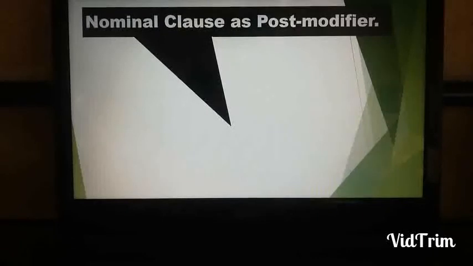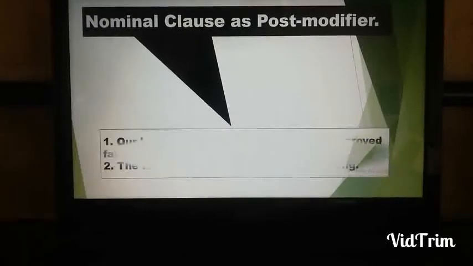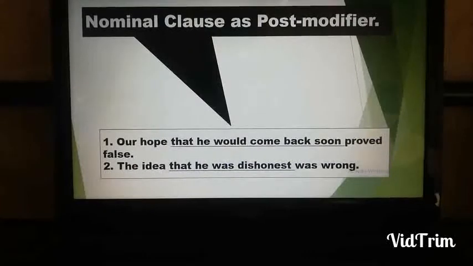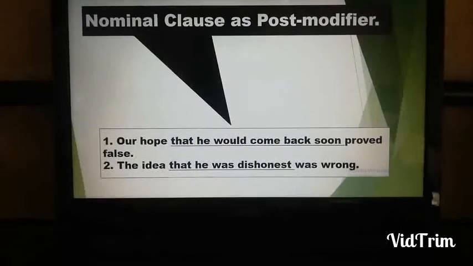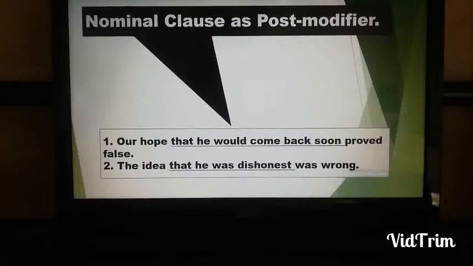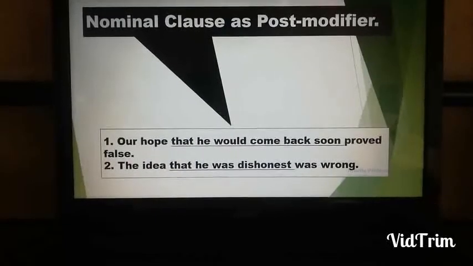And the nominal clause. Nominal clause, you can give another name here, noun clause. So noun clause or nominal clause as post modifier. The example: our hope proved false. This sentence can be simple, but here an underlined word clarifies the meaning. Our hope that he would come back soon. This part, underlined, that he would come back soon, is a noun clause. Naturally, a noun clause starts with that. You can note it in your khata.